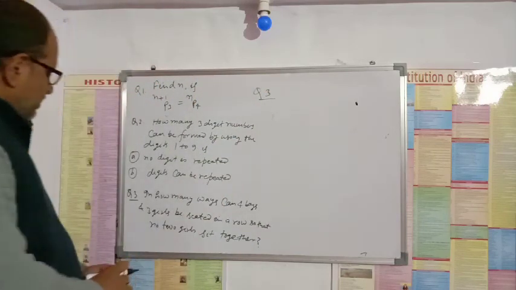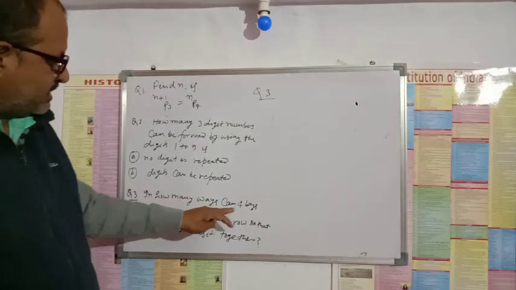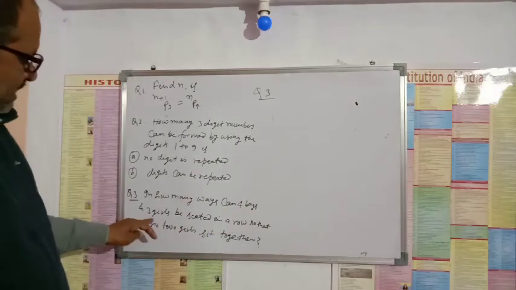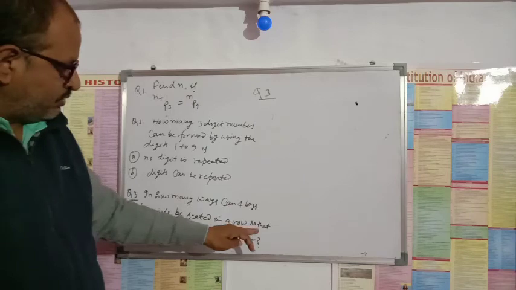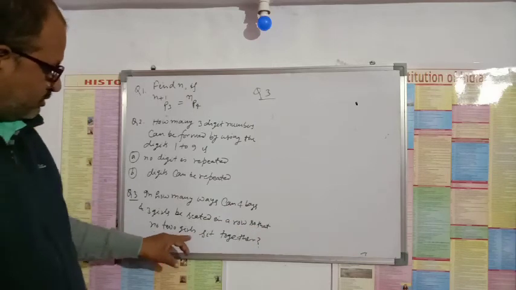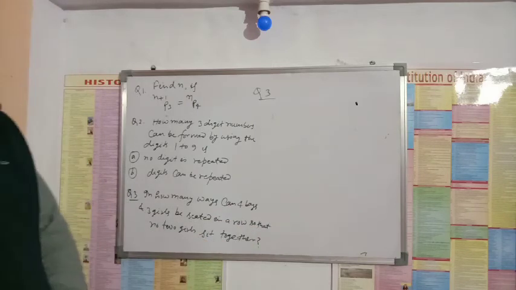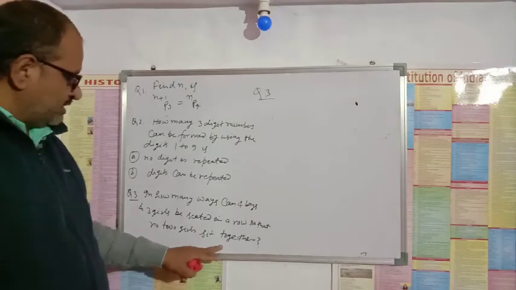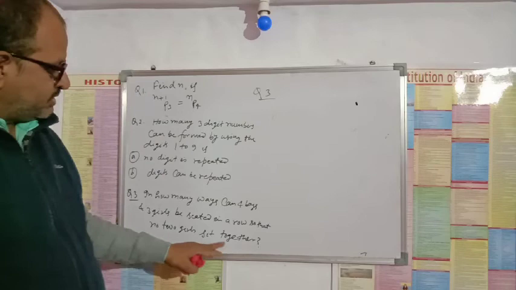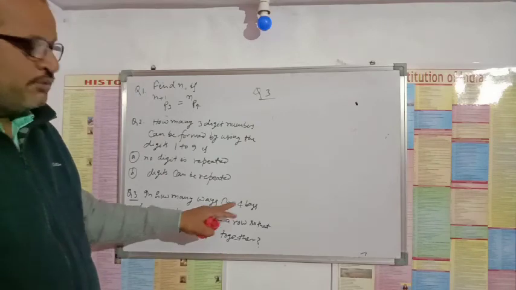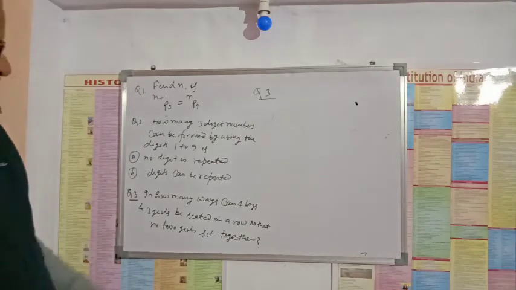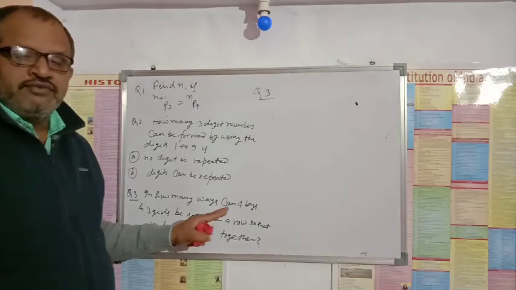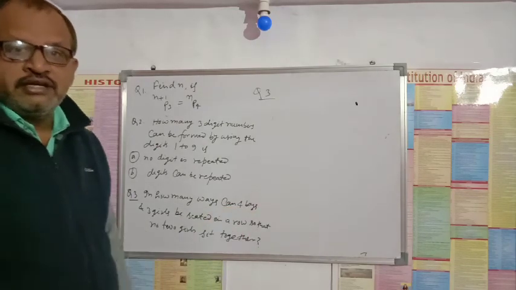Question number 3. In how many ways can 4 boys and 3 girls be seated in a row so that no 2 girls sit together? No 2 girls sit together. It means girls will sit in between the boys. It is possible only if girls sit in between the boys.